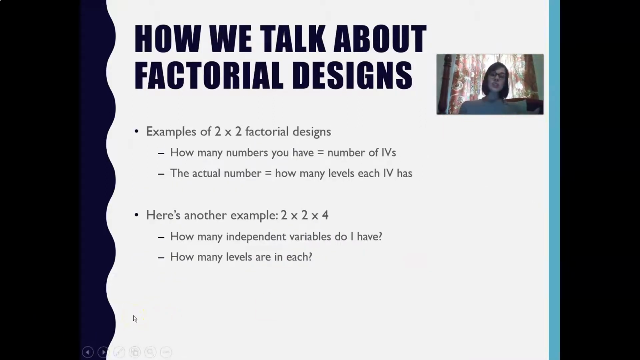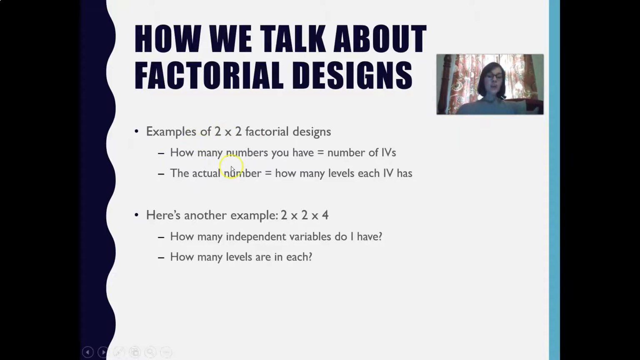So I want to very briefly talk a little bit about factorial design notation. You're going to see this a lot in journal articles, and you're going to see this in your textbooks. I need to just make sure that we are very clear on what we mean by a 2x2 design. So you hear me calling it a 2x2. The number of numbers listed is the number of independent variables that you have. So here I've got one number, here I've got another number. Because I have these two different digits, that means I've got two independent variables.